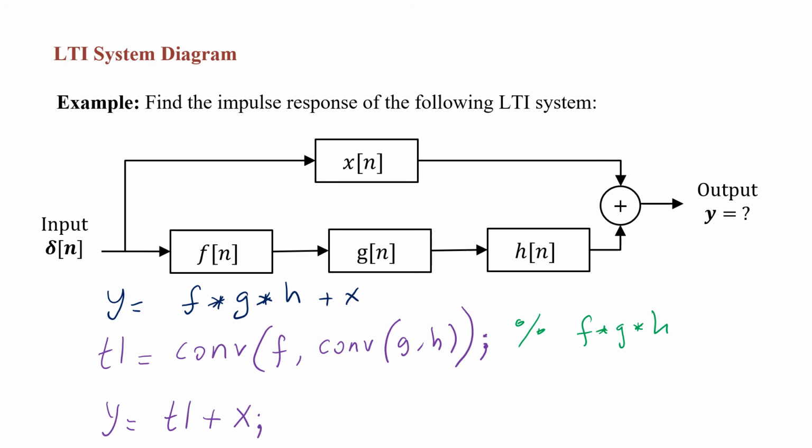Therefore, what I'm going to do is expand x by assigning it zeros at the end. So I will say x, open a bracket, length of t1, is equal to 0. So what this will do is add zeros towards the end of x such that it is going to be equal in length as t1. Now addition is possible between t1 and x, and that will give me the final impulse response.